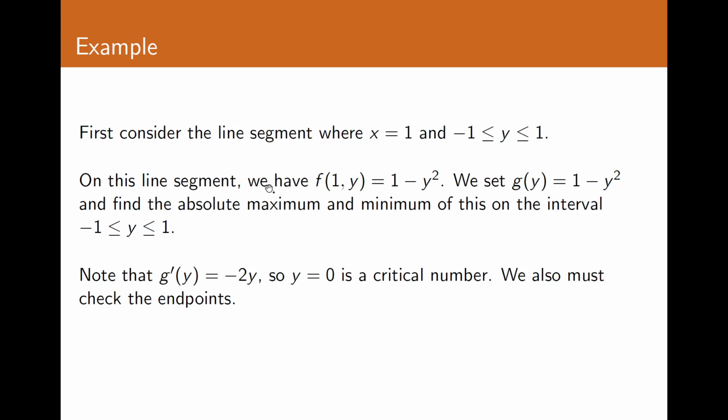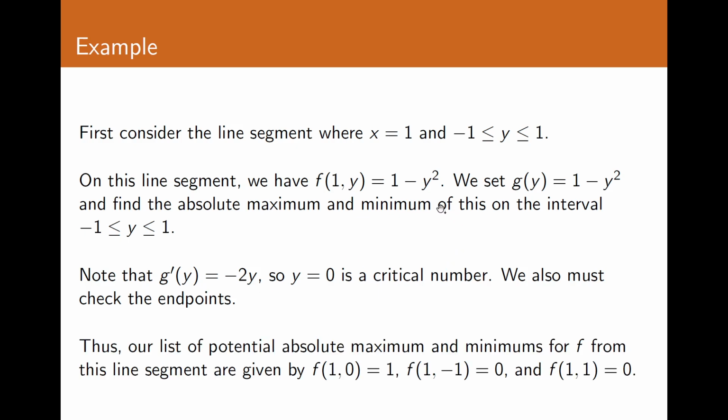So we see g prime of y is equal to minus 2y, so that gives me y equals 0 as a critical number. But this is a function of a single variable over a closed interval, so we have to check the endpoints as well. So our list of possible absolute maximums and minimums of f that come from the line segment where x is equal to 1 are (1, 0), which came from the interior and gives us the value of 1. And then we look at the endpoints of our interval, when y is equal to minus 1 and when y is equal to 1. Each of those gives us 0.